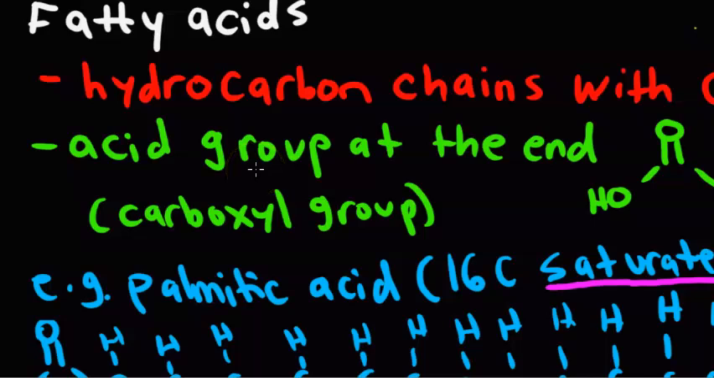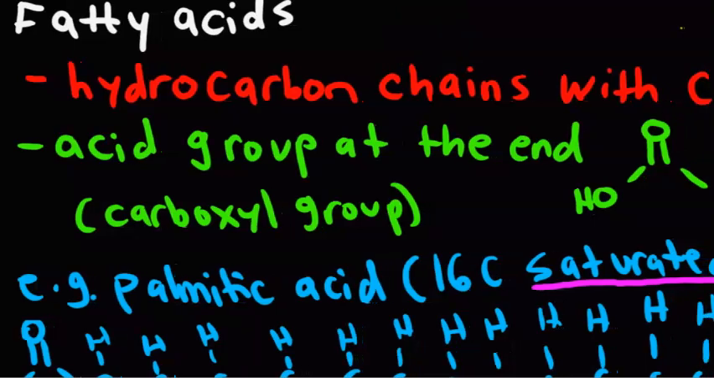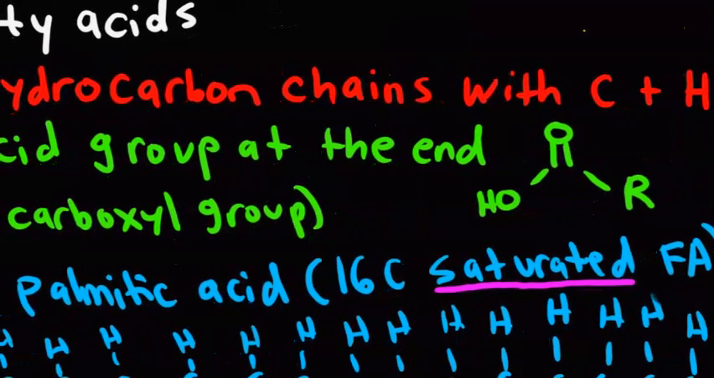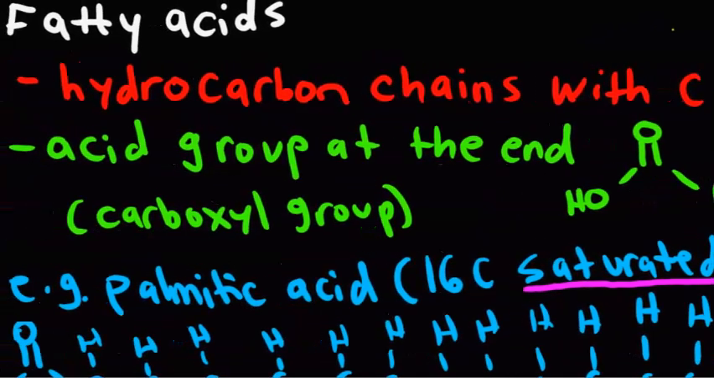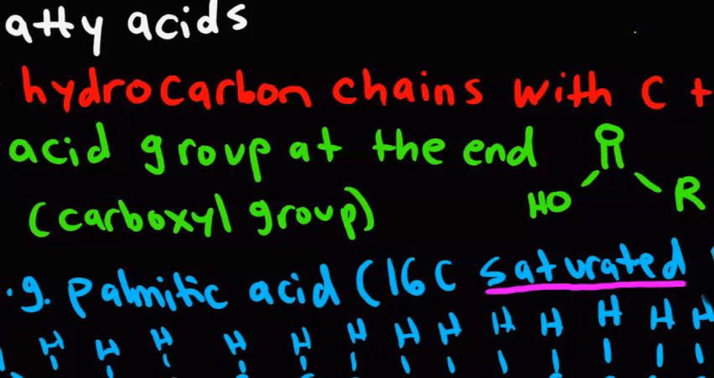So fatty acids are a hydrocarbon chain with carbons and hydrogens. Okay, so they have an acid group at the end of one side. As you can see here, there's this acid or carboxyl group, C double bond O and then OH. Okay, so this C double bond OH, and then the rest is just an R group, which is a hydrocarbon skeleton made of carbon and hydrogen.